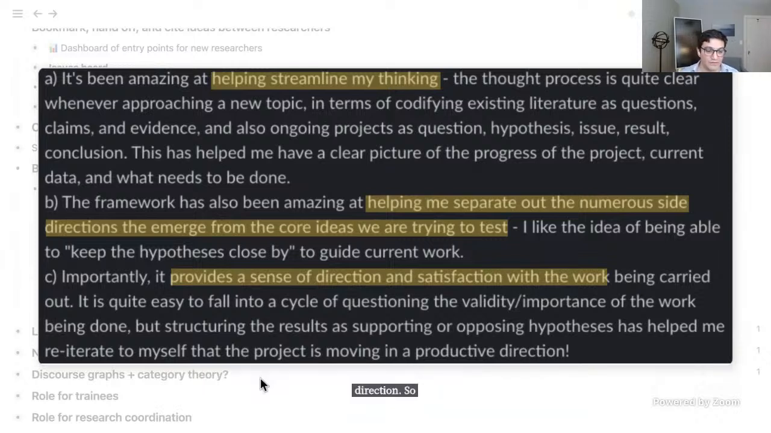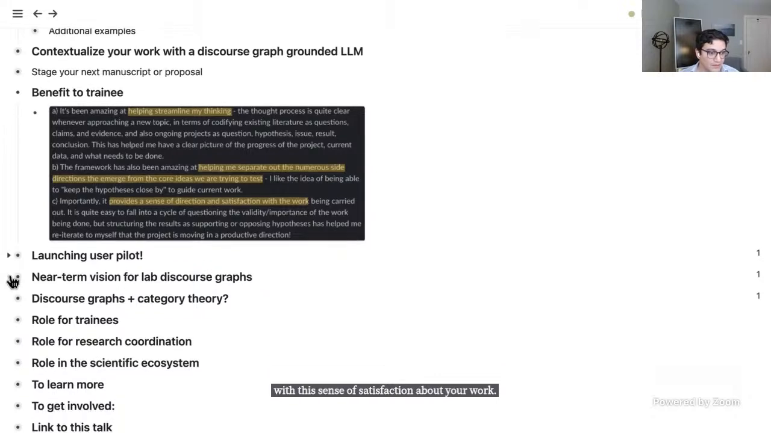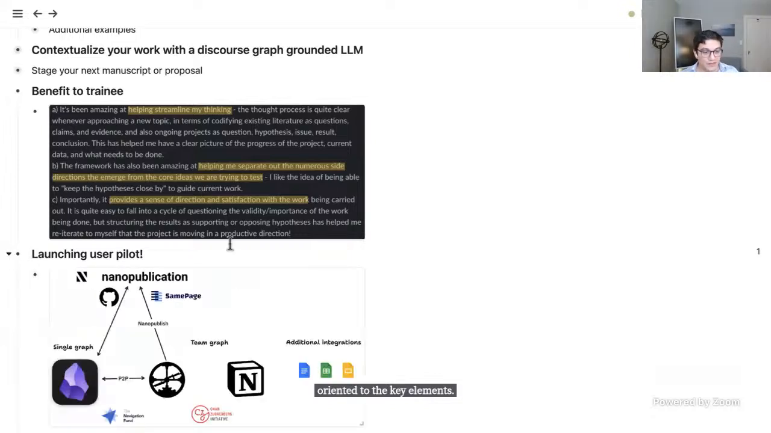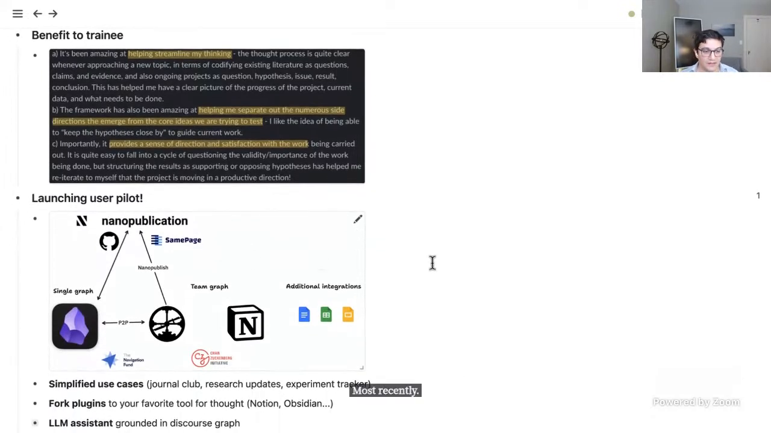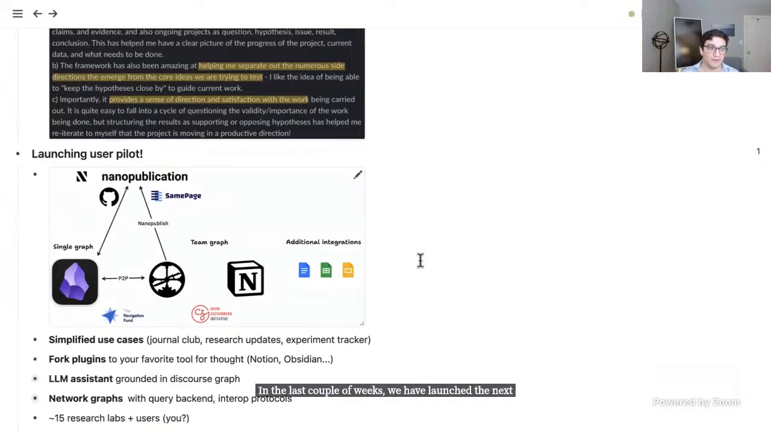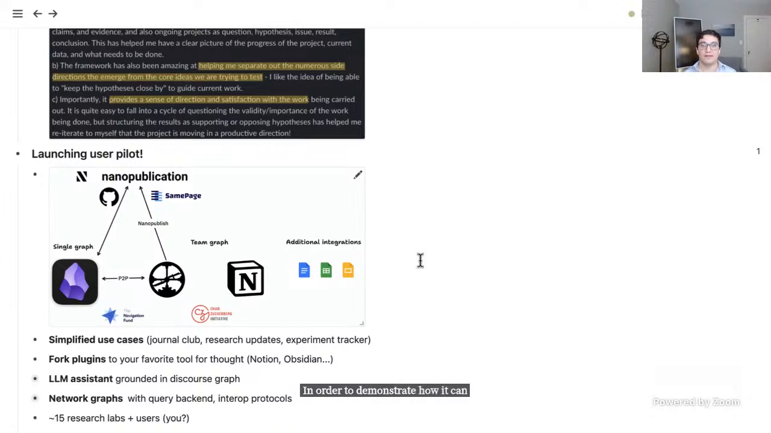So this illustrates how having these substantive artifacts for the original observations that you make as a researcher, even as a trainee, helps to keep you with this sense of satisfaction about your work and to remain oriented to the key elements. So most recently, in the last couple of weeks, we have launched the next phase of the Discourse Graphs project in order to demonstrate how it can be used more widely by other researchers and research labs.